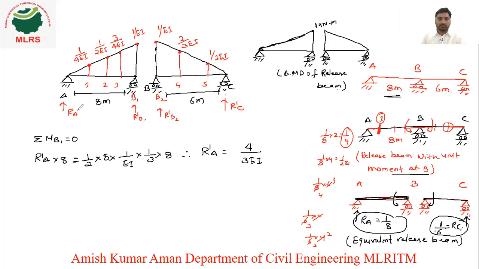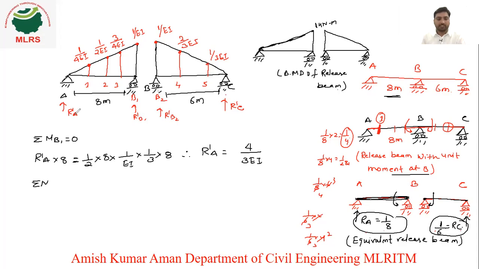From here we will get from conjugate beam. This is from release beam. Now this is from conjugate beam. R dash A, R dash B1, R dash B2, R dash C. So again, summation of moments. Now if you want to find this R dash B1, so R dash B1 will be summation of moments at A is equal to 0, right?